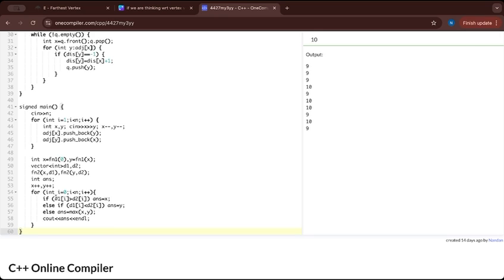And if distance 1 is more than distance 2, what does it mean? It means that x is farther than y. So if x is farther than y, answer is equal to x. If d2 is more, then answer is y. Else we have to find the maximum value, right? So simply the max of these both, and finally print the answer.